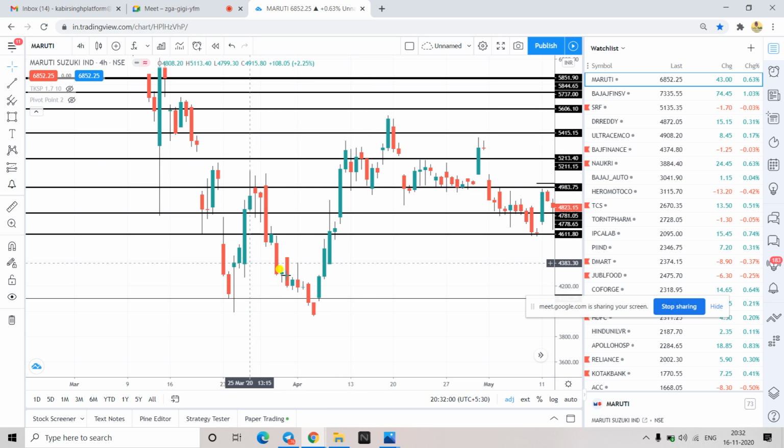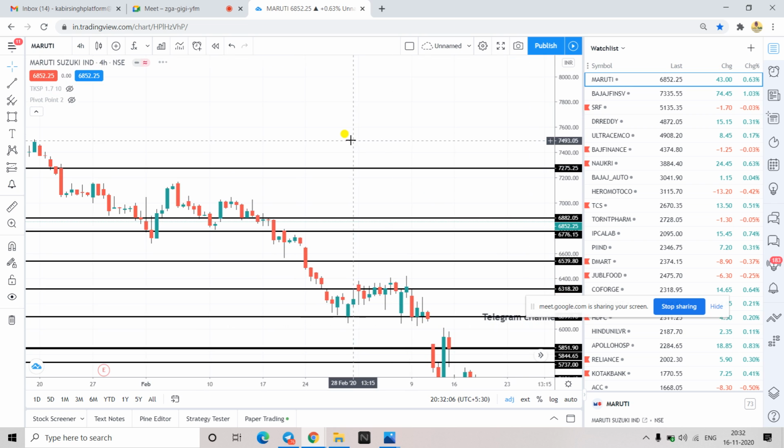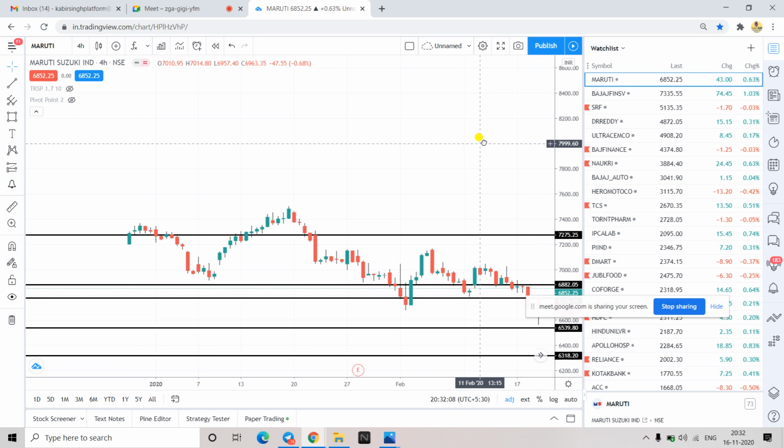Okay. Right? This is again a double bottom, right? Any doubt in this? No, right? Good.